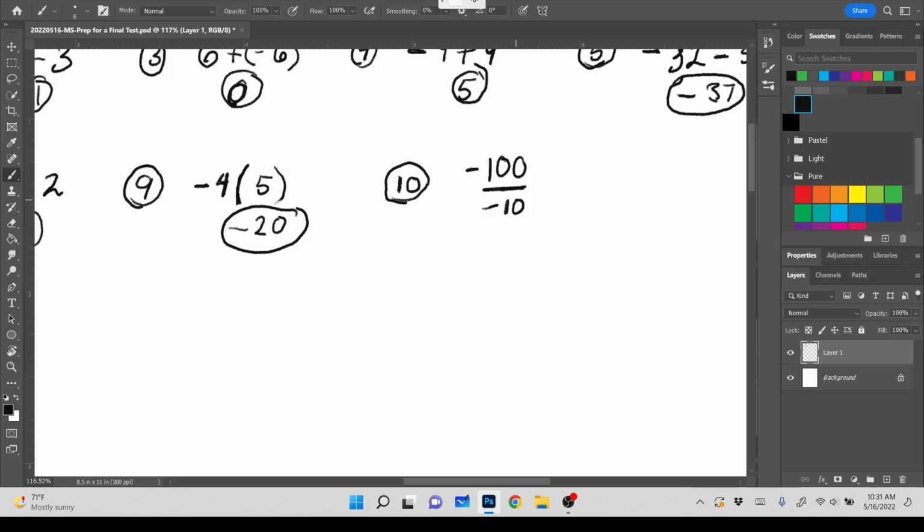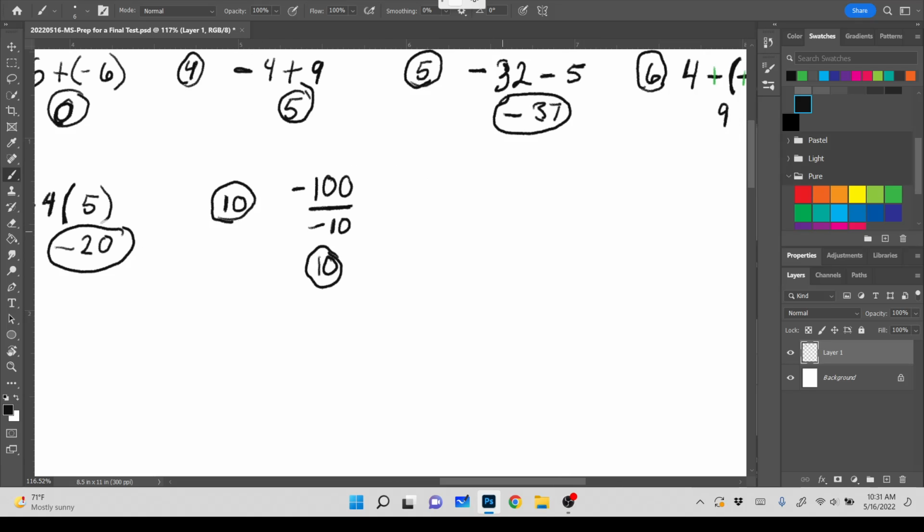What do we do with that? Positive 10. It is positive 10. 100 divided by 10 is 10. The signs are the same, so it comes out positive.